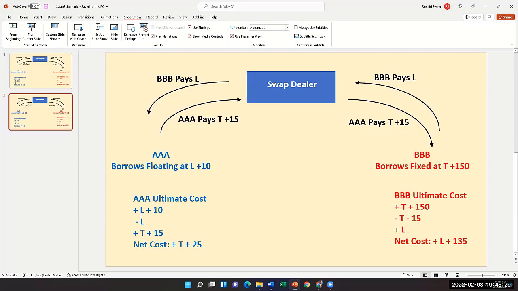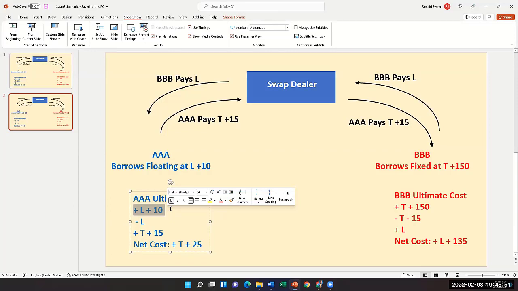So AAA's ultimate cost is they're going to pay L plus 10. Why are they doing that? Because that's where they have the comparative advantage. And again, if AAA wanted floating rate debt, they can just stop there. There's no reason for them to do the swap. If they like floating rate and we have the advantage in floating, they're just going to borrow floating rate. There's no reason for them to do a swap.